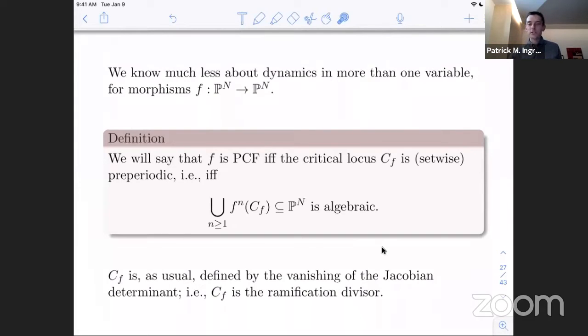Sorry, there's another question. In the moduli space of functions, what does the locus of those with infinitely many PCF points look like? Is it algebraic? And if so, of what dimension?